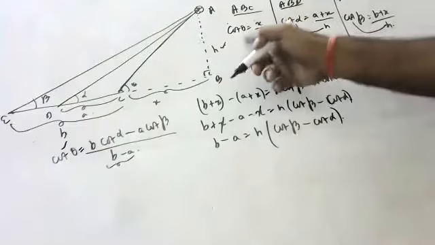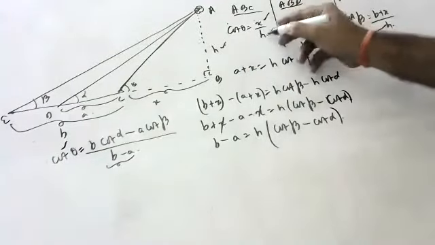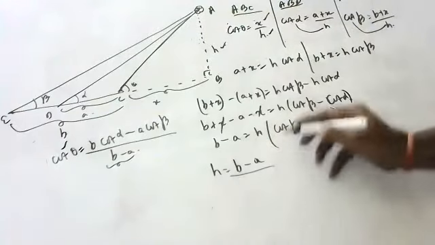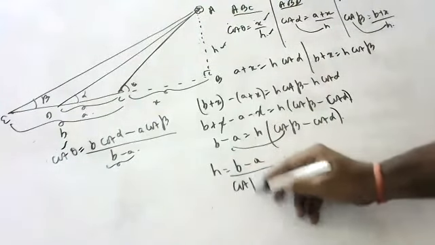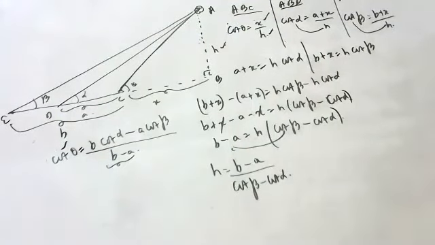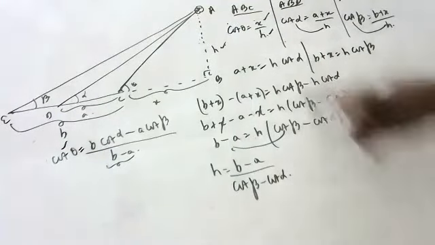But I want cot theta. In cot theta we have X and H. H we have. What is H? H is B minus A by cot beta minus cot alpha. Now we want X also. How do we find X?